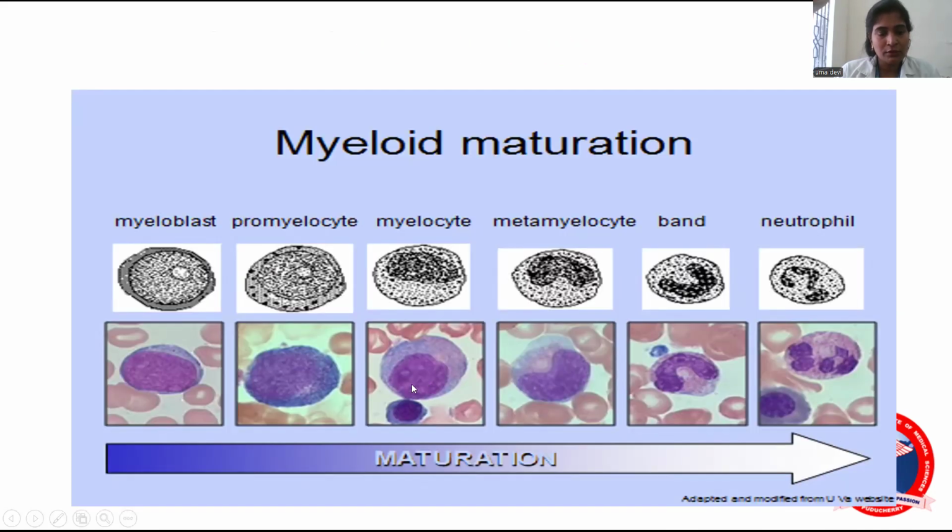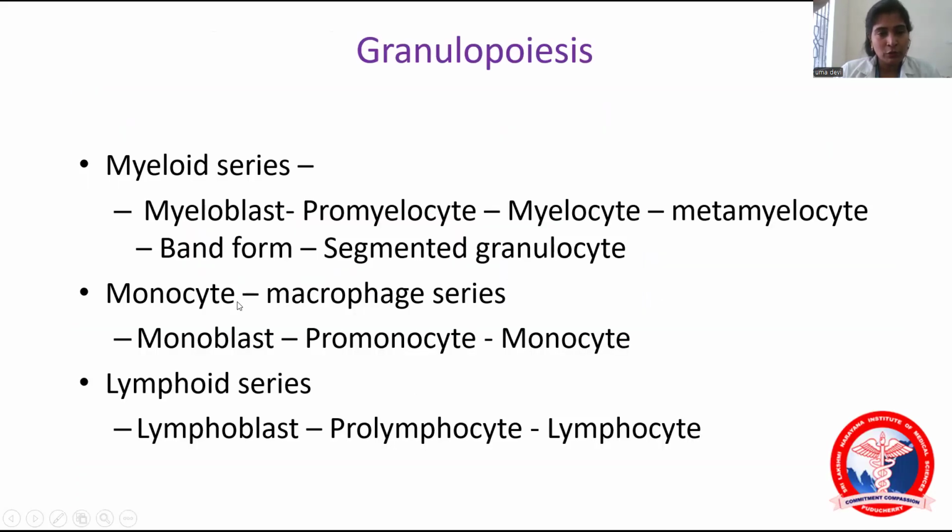Similarly, here also, monocyte also develops from a blast, monoblast, promonocyte and then monocyte. So that is how it happens. So in peripheral smear, what do we see? Do we see monoblast or monocyte? We see only monocyte, right? Then in lymphoid series also, the maturation starts from lymphoblast, prolymphocyte, and then the mature form is called lymphocyte. Again, here also peripheral smear shows lymphocytes only. So I would like you to make it clear.